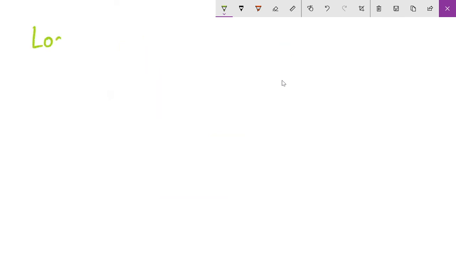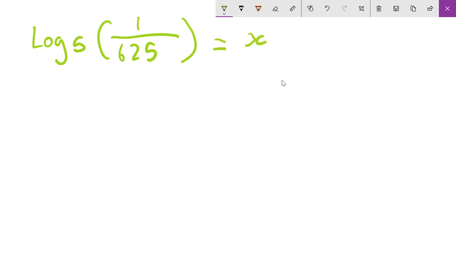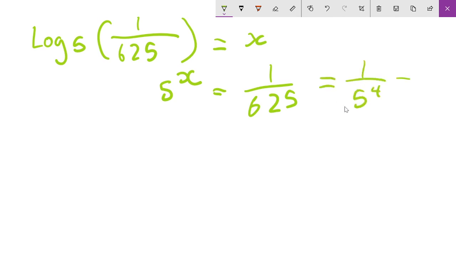Another one can be log with base 5 of x, let's say it results in 1 over 625. How do we solve for that? We don't have a calculator. Well, you can just use normal indices laws. We know that that's just going to be 1 over 5 to the 4, which is 5 to the negative 4, and therefore x equals negative 4.